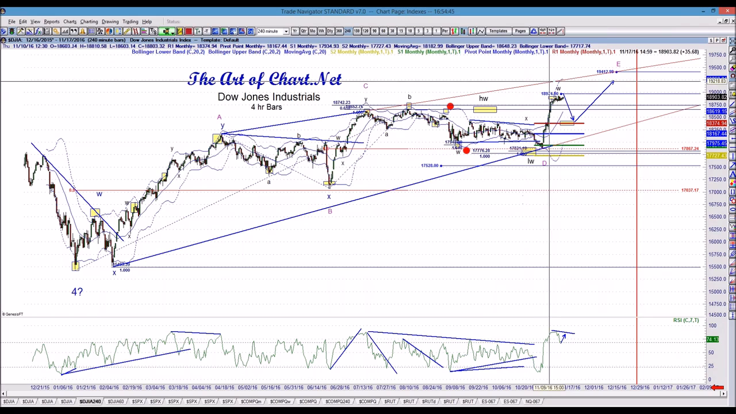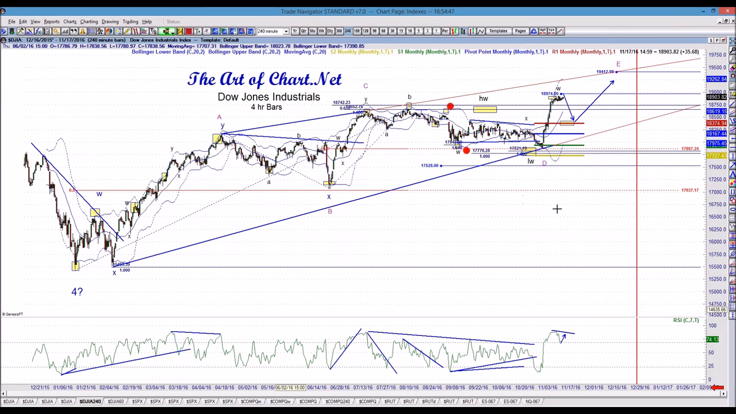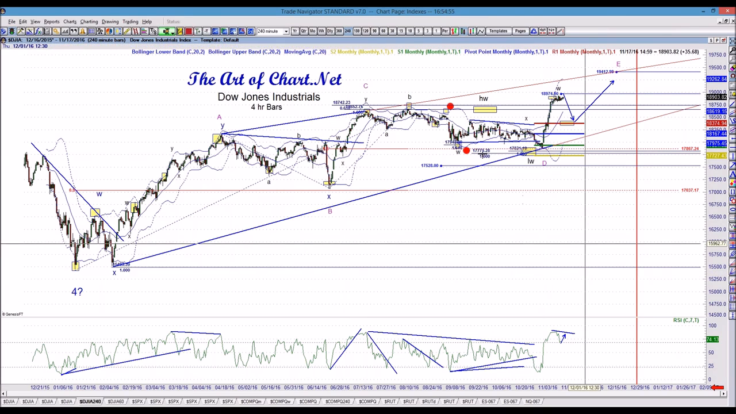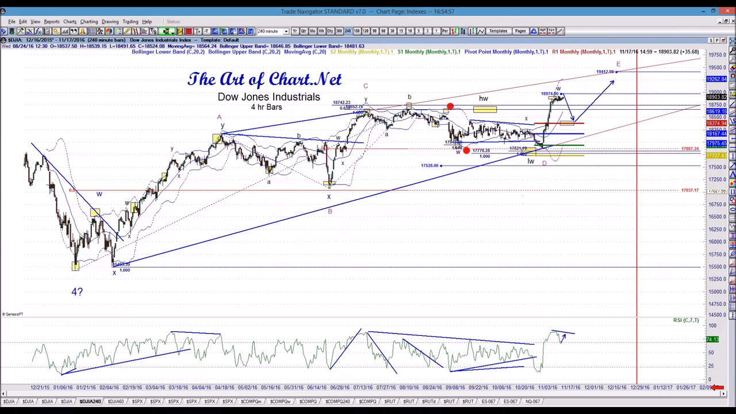Now, do you think this is done? You might think it's done because our minimum target was 18,974. Could we break this lower trend line? Yeah, that's within the realm of possibility. But for me, these are all 3-wave moves. There's a 3-wave move here, a 3-wave move here, a 3-wave move here. There should be a 3-wave move to finish this thing.